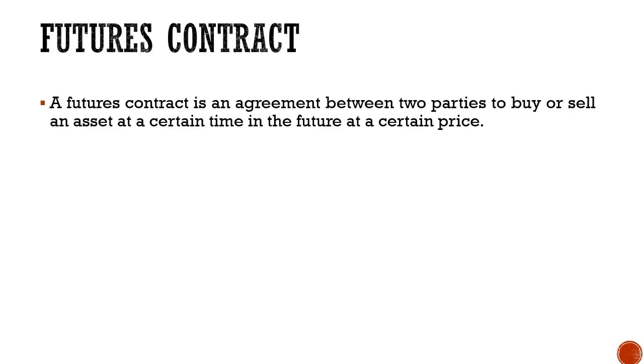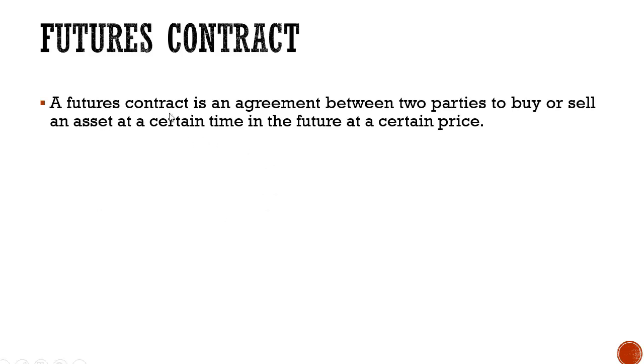Okay, now let us learn what is a futures contract, the very first type of derivative. Now, what is a future contract? A future contract is an agreement between two parties to buy or sell an asset at a certain time in the future at a certain price.